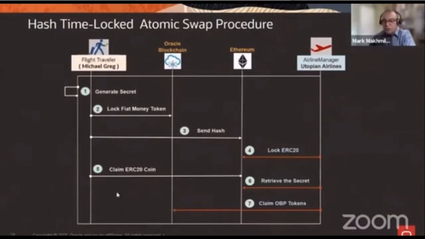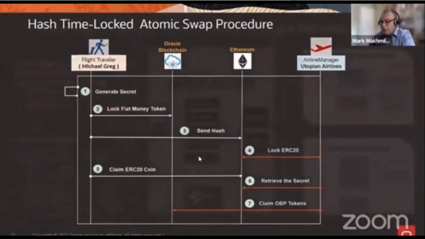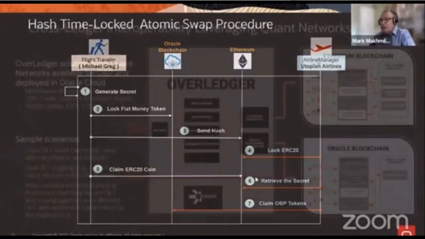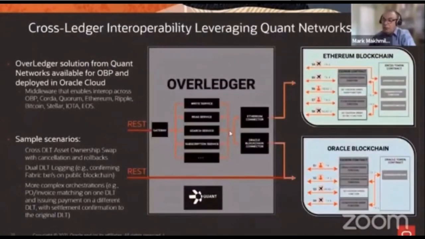And so you're going to see this exchange. This is a very classic hash time lock mechanism that's used for a lot of atomic swaps and can be used with other kinds of networks. And what you're going to see is a Quant network Overledger gateway being used. It provides a front end to interact with multiple types of blockchain, different ledgers. So they support a great number of them, not just Ethereum, but Corda and Quorum and Ripple and Stellar and so on. And they can support a number of different orchestration scenarios.